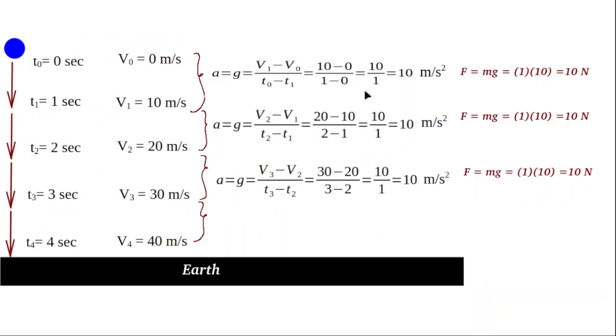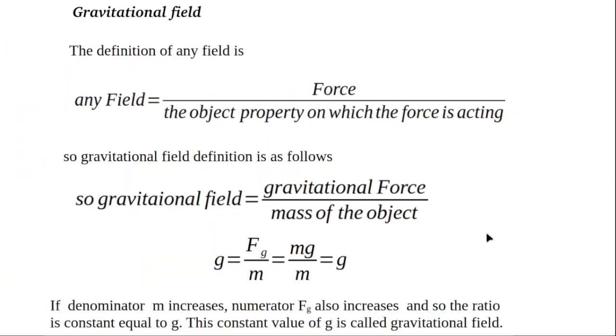We can also calculate gravitation force. The gravitation force formula is m into g. Since the acceleration is constant everywhere, g is constant, equal to 10 meters per second square. Even when the ball is at this height, the gravitation force is 10 newtons. Even when the ball is somewhere here, the gravitation force is 10 newtons. Even when the ball is very close to earth, there also the gravitation force is 10 newtons.